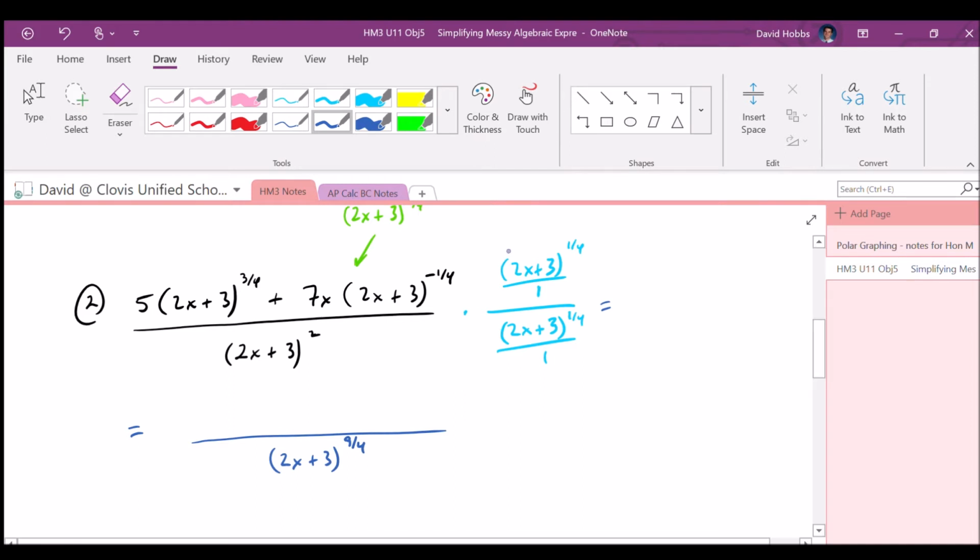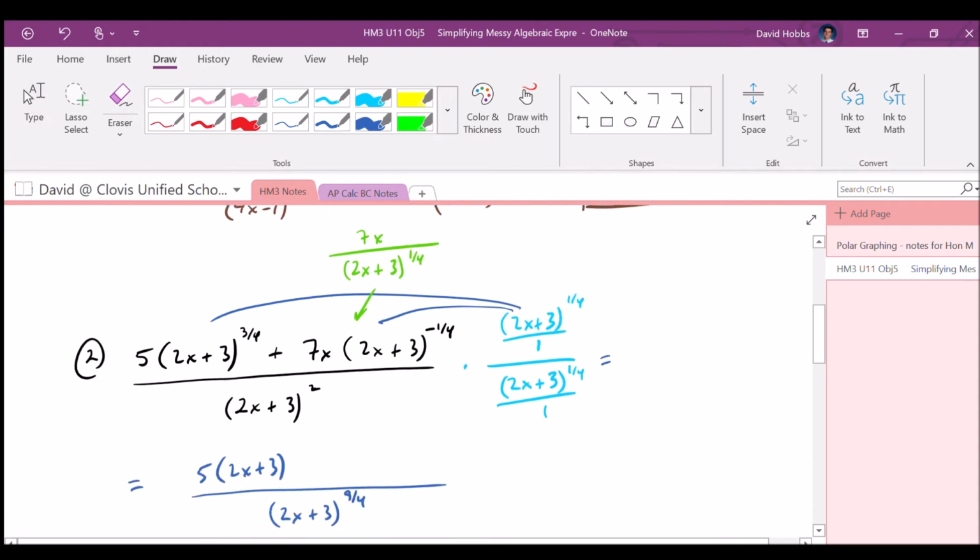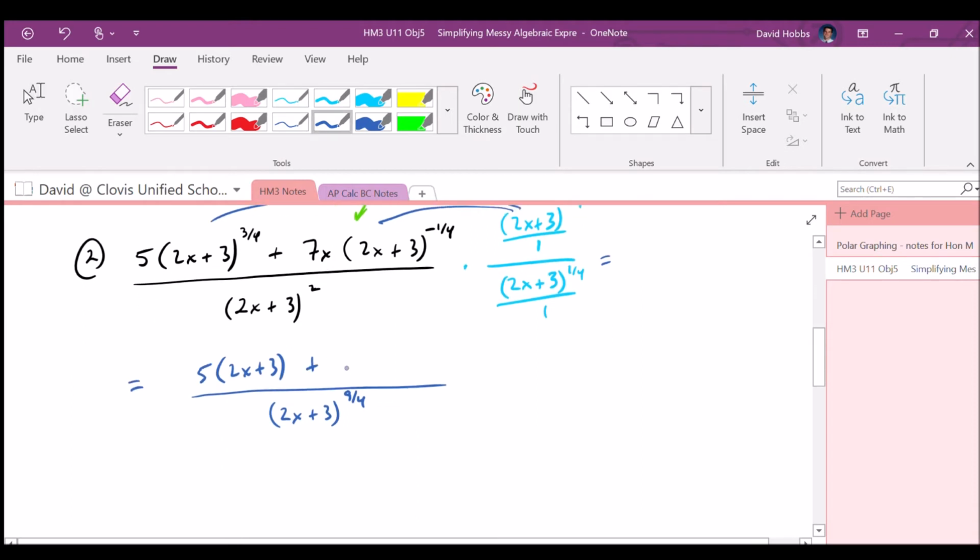Now if we distribute to the numerator, I have 5 times (2x plus 3) to the 3/4 times (2x plus 3) to the 1/4. I add the exponents on those like terms since I'm multiplying. And 3/4 plus 1/4 is 1, so I have 5 times (2x plus 3) to the first. Now when I'm multiplying by the second one, remember it's really like we're multiplying the fraction, and so the (2x plus 3) to the 1/4 reduce, leaving us with just plus 7x.